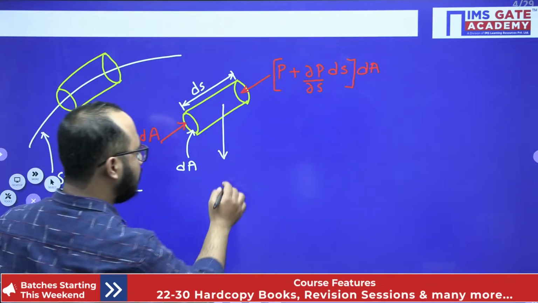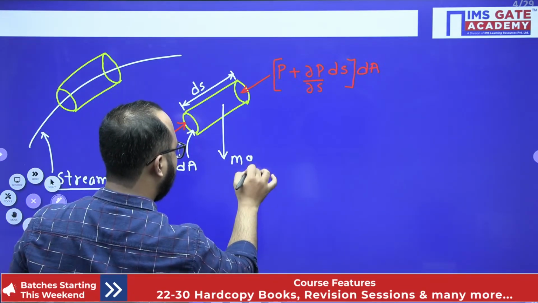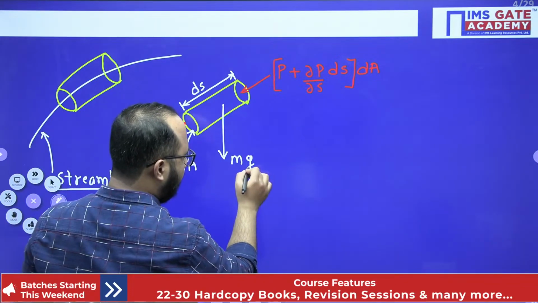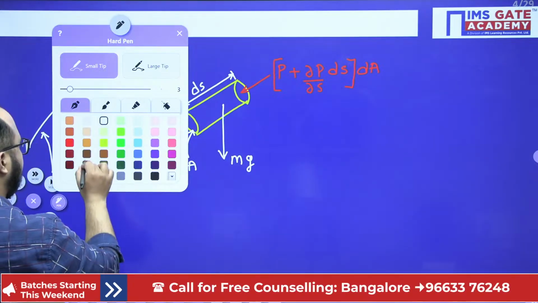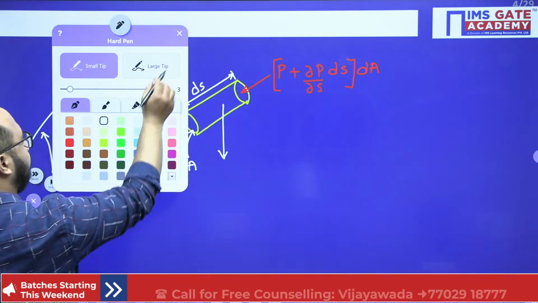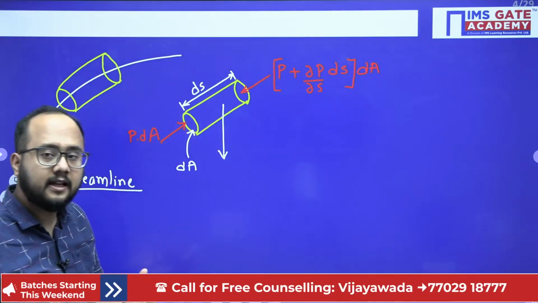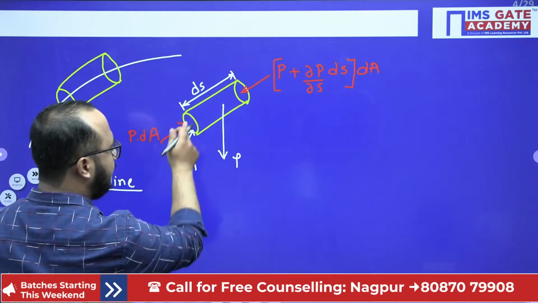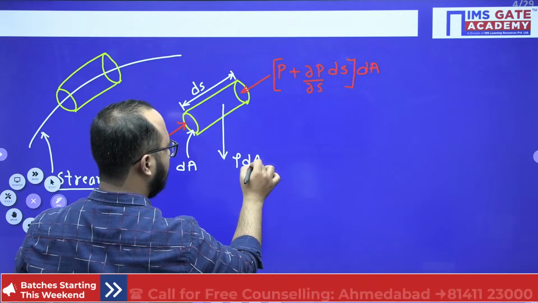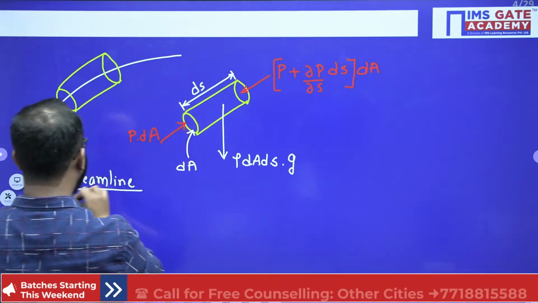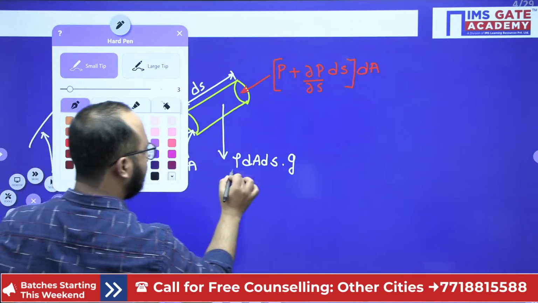Mg will be the weight. Now, how to write m, the mass? Instead of writing mg, I will directly write the value of the mass here. What will be the value of the mass? Density into the volume. Density and the volume will be what? dA into ds, into g.